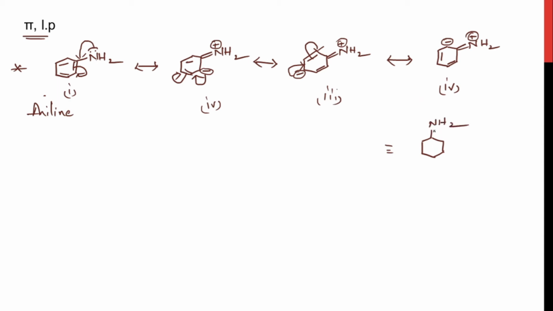Yes, the delocalization of electrons is happening within the benzene molecule and with the NH2 group as well. So this is the resonance hybrid, and you can see partial negative charge on the ortho positions and the para position, and you can see the partial positive charge on the nitrogen atom.